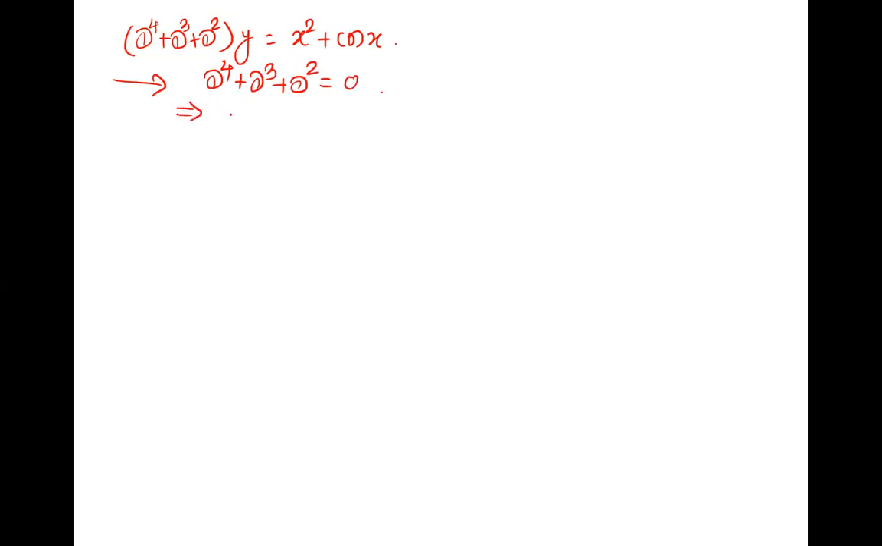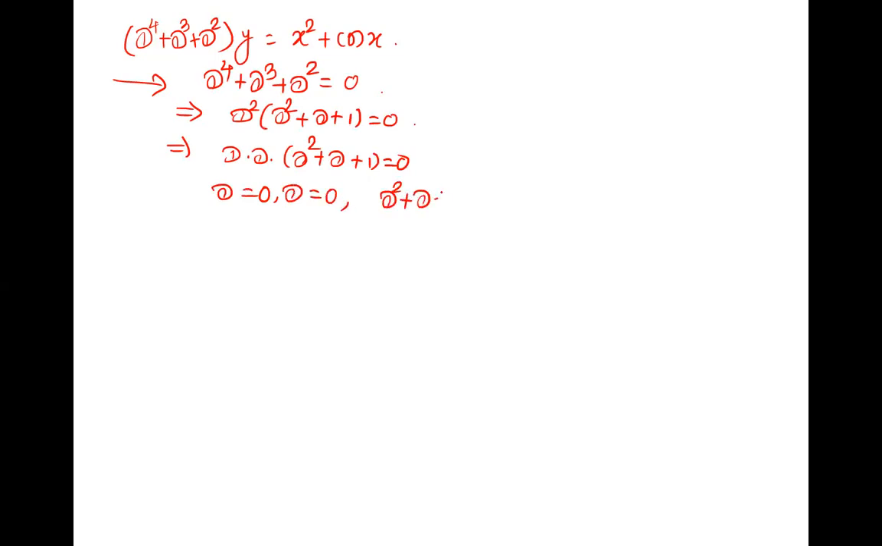Then what? If there are common terms of d, we have to take them out. Which term will we take out now? d square. Take it out. What remains is d square plus d plus 1 equal to 0. But d square is d into d, right? So all these three terms are equal to 0. That is, d is equal to 0, again d is equal to 0, and d square plus d plus 1 is 0.